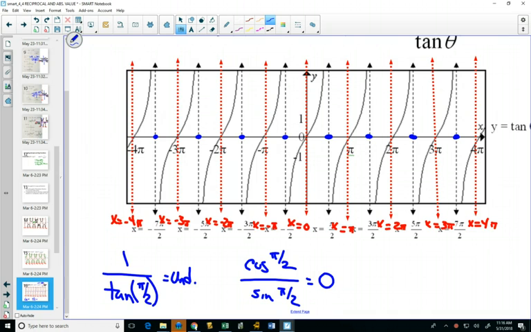Now, if we look at other nice points, what's a point on tan that you know? You know the point: tan of pi over 4 is 1. What's going to happen to that on cotangent when you do the reciprocal? It's going to stay the same. In fact, wherever your y values are equal to 1, because 1 over 1 is 1, all of those points are going to stay the same.